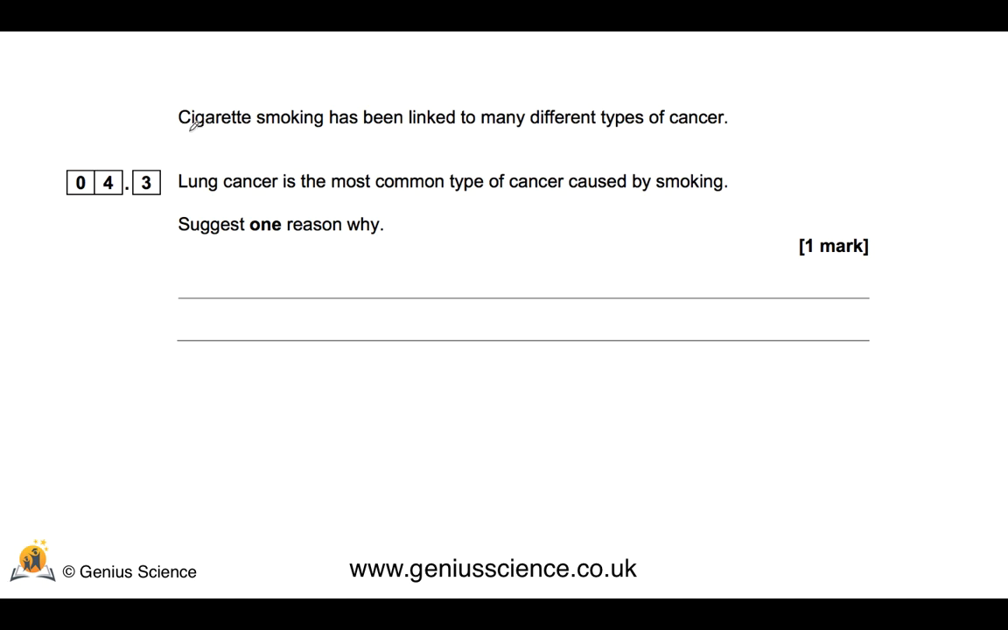So question 4.3, cigarette smoking has been linked to many different types of cancer. Lung cancer is the most common type of cancer caused by smoking. And they're asking for us to suggest one reason why. Well, if you think about it, smoke is inhaled. So we inhale it, it's going to go straight down into our lungs. So that's really your answer, that smoke is inhaled. Okay, you could also say carcinogens are inhaled. They're chemicals that can cause cancer.